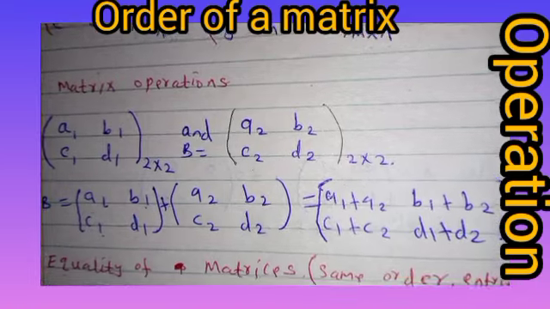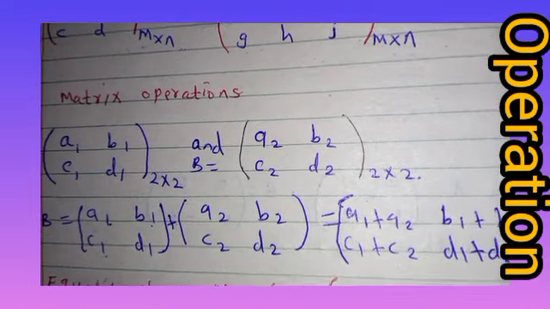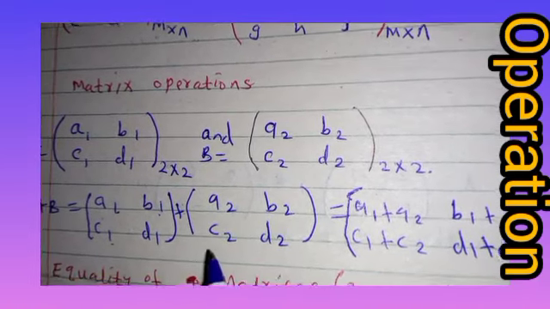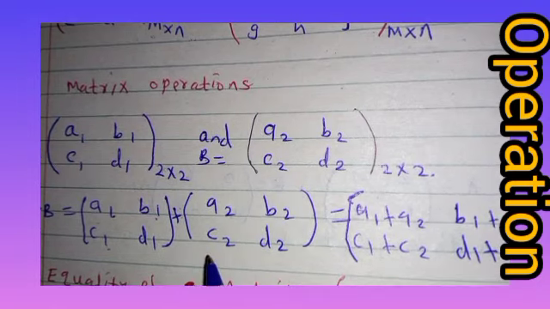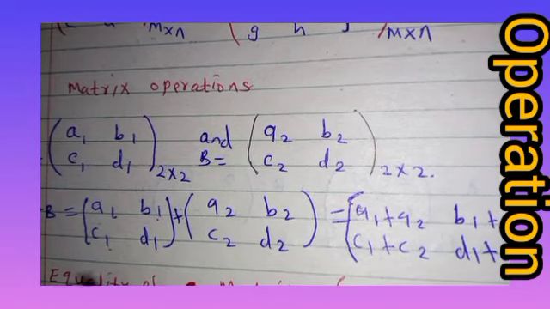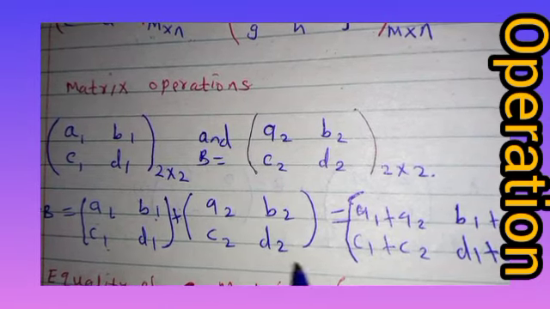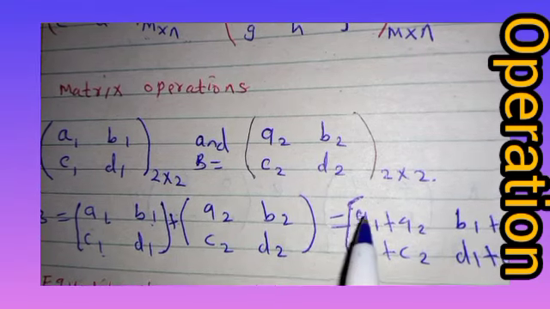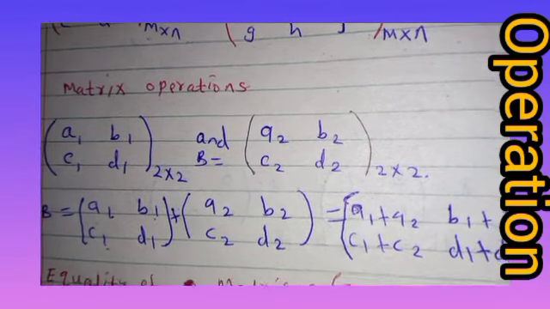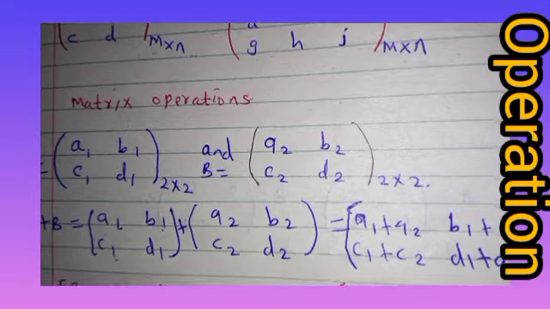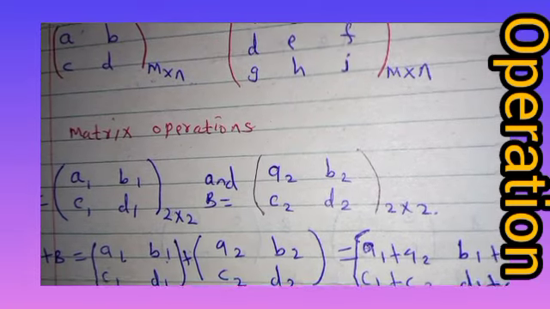Now, note that matrices are only added if they are of the same order, if they have the same rows and the same columns. That is when you add them. Otherwise, it is not possible to add or subtract the matrices.